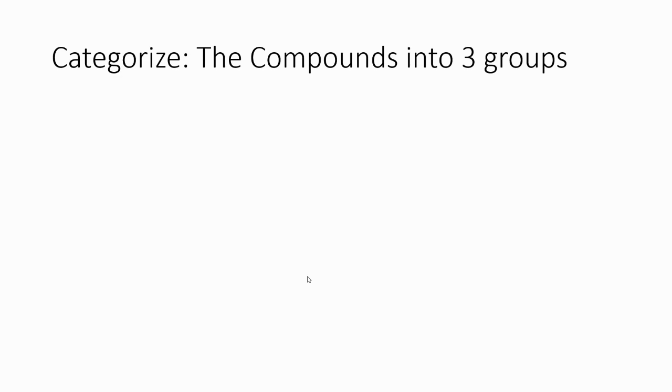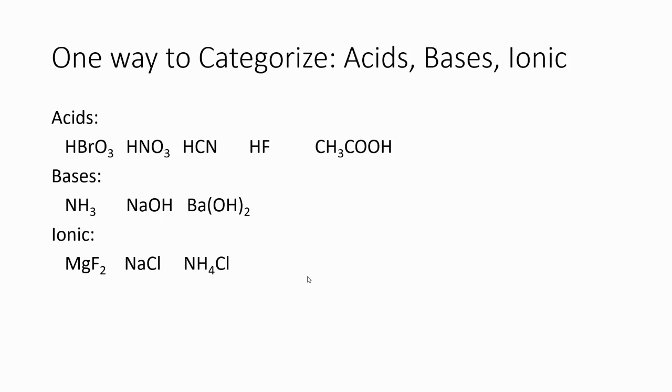So some of the categories we learned already, like ionic. Okay, very good. So we have lots of different ways that we can organize the compounds. This is one other way that we can organize them. We can categorize them as acids, bases, and ionic, and I think some of us did that. So again, there's lots of ways we can categorize these. If we categorize them by acids, bases, and ionic, then these are the acids, these are the bases, and these ones are the ionic compounds in our groups. So look at those for a minute.